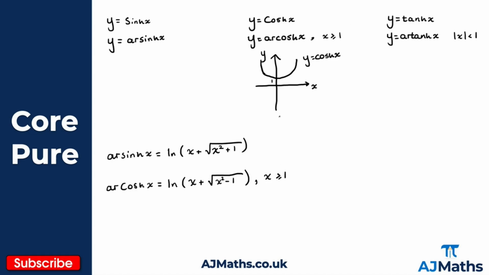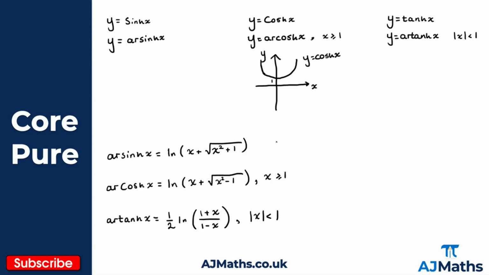Obviously we have these same conditions here. And then for artanh x, again expressing this as a natural logarithm, this is half ln of 1 plus x all over 1 minus x. Again, same condition here. So that's everything we need to get started now with inverse hyperbolic functions.